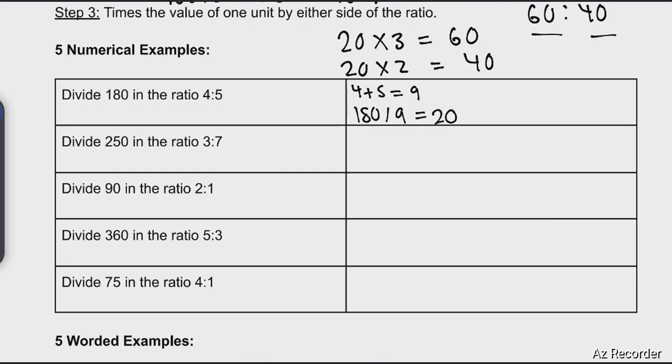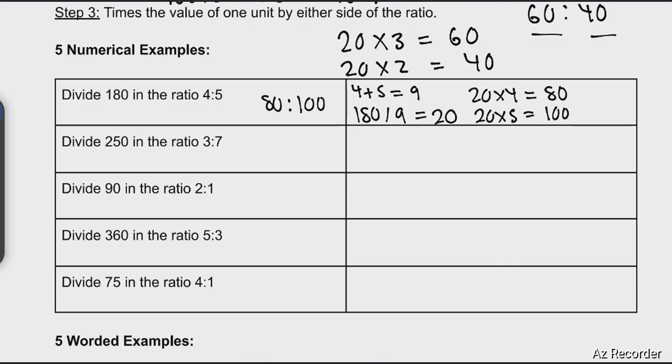Okay, and then we need to times this 20 by either side of the ratio to find the appropriate division. So 20 times 4 is equal to 80, and then 20 times 5 is equal to 100. And so the ratio 4:5 is equivalent to 80 to 100, and we can verify that because 80 plus 100 is equal to 180. Okay, let's do the same method for the next 4.